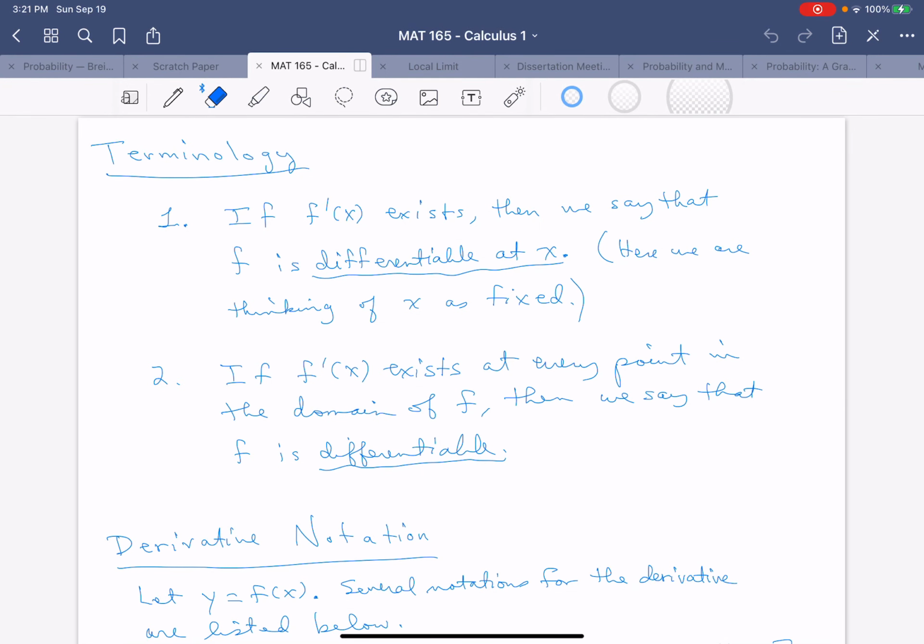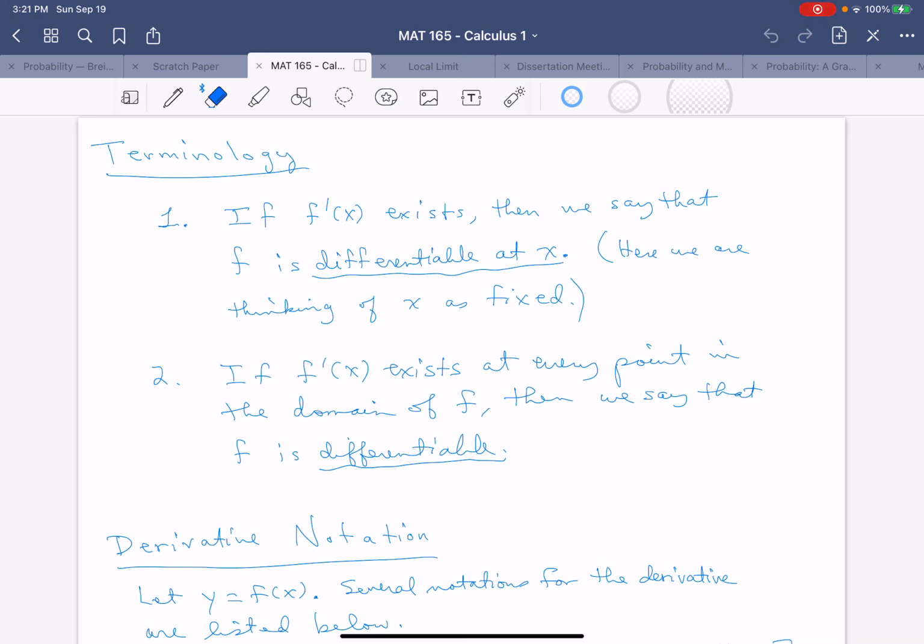In this video, we're going to look at some terminology and look at a little notation. We're going to explore an alternative definition of the derivative and then rework a problem we've worked before using that alternative definition.